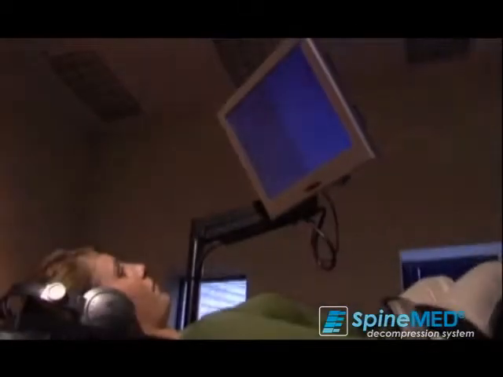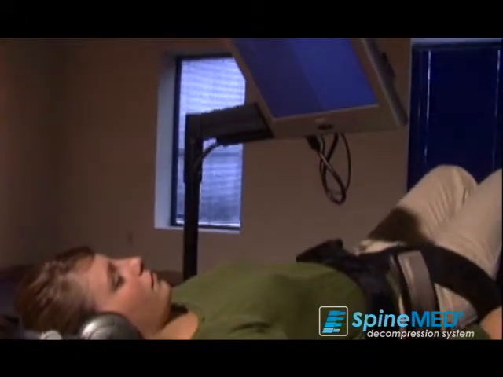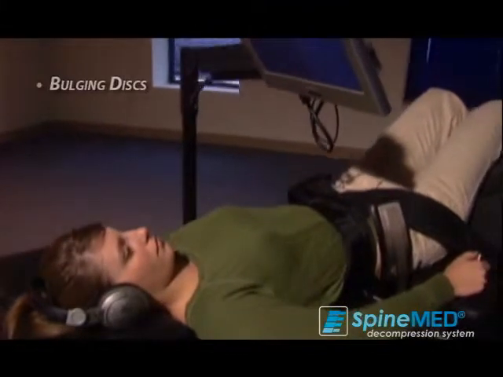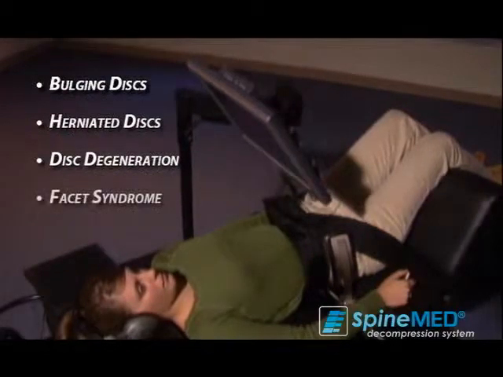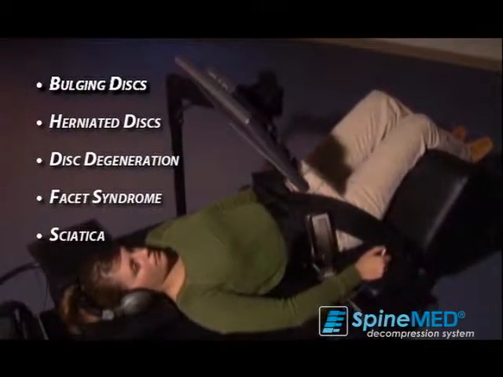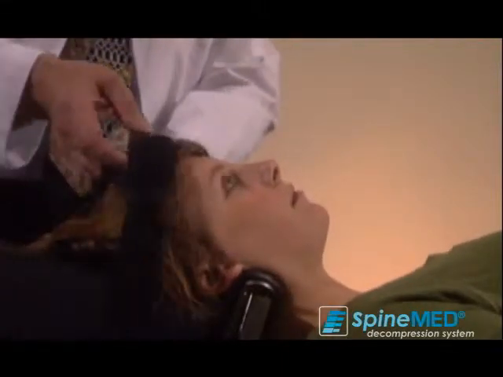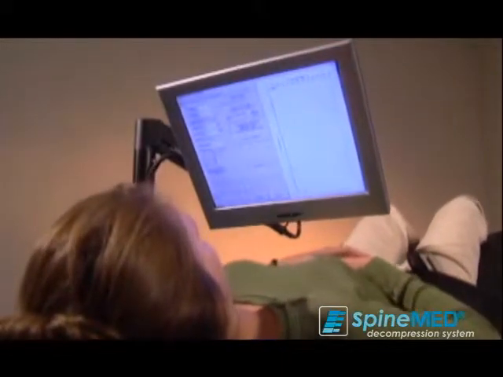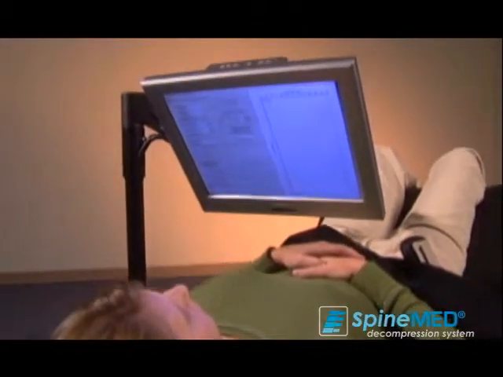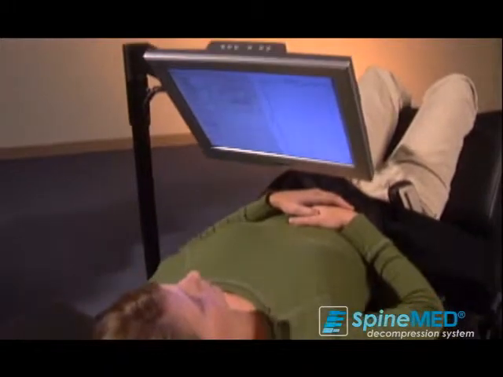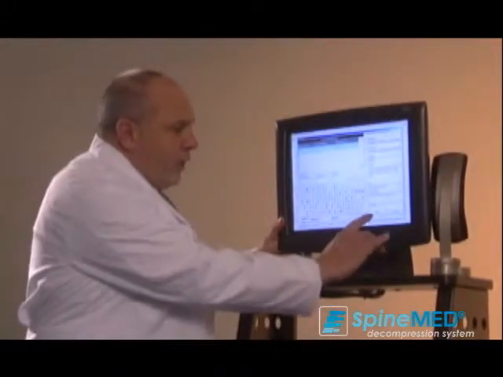SpineMed decompression therapy is a non-surgical, drug-free treatment that has been clinically shown to help reduce the disabling pain associated with bulging discs, herniated discs, disc degeneration, facet syndrome, and sciatica. The SpineMed decompression table acts to isolate and decompress spinal discs through distraction and positioning of the lumbar or cervical spine. This procedure takes place with the patient fully clothed and has been described as safe, painless, and extremely effective.